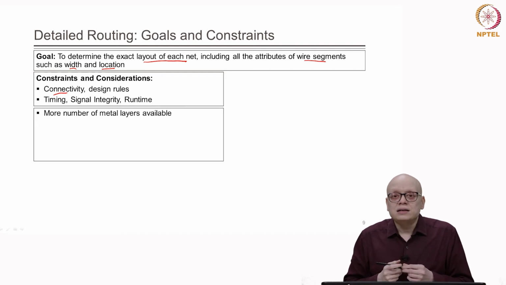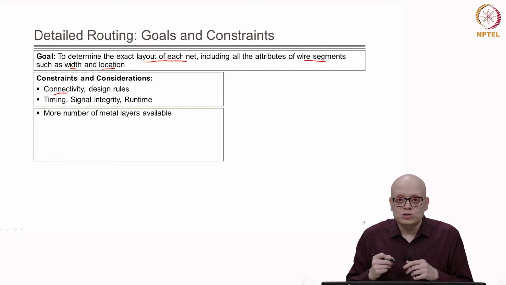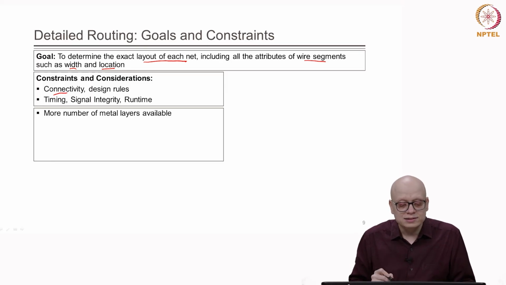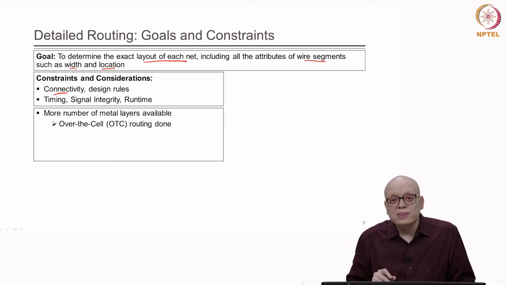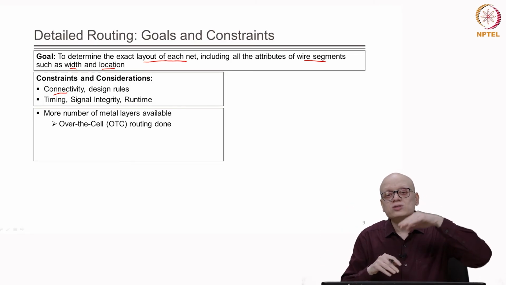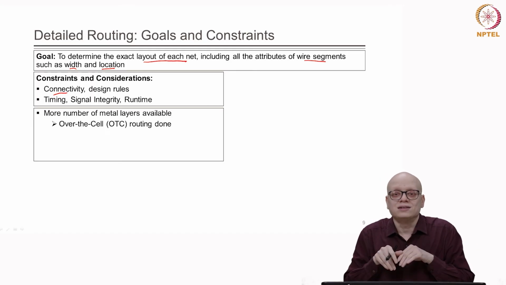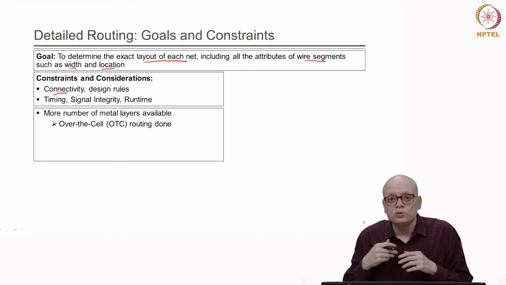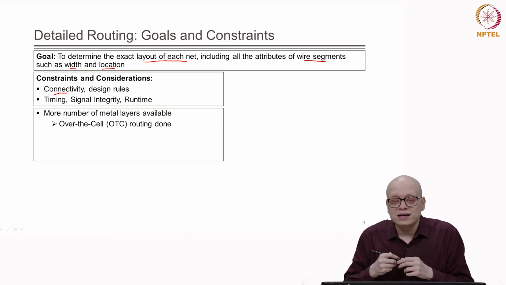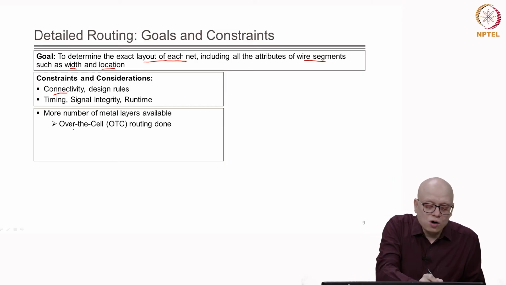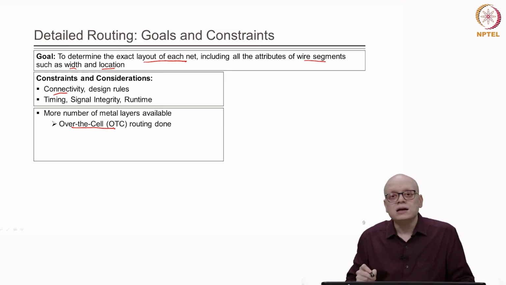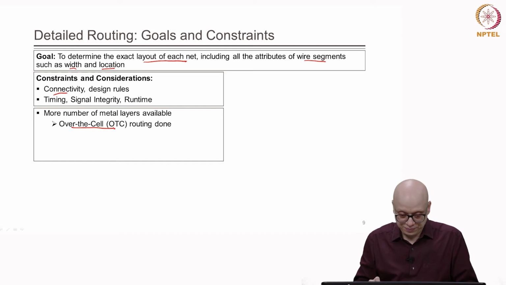Now, in typical advanced process nodes or industrial designs, the number of metal layers is large, it may be 10, 12, 15 and so on, and therefore, there are lots of routing resources available even over the cell, right. So, the cell may be using a few routing resources for the internal connections, right, but the upper layers are all available, and therefore, over the cell routing is done during the detailed routing, right.